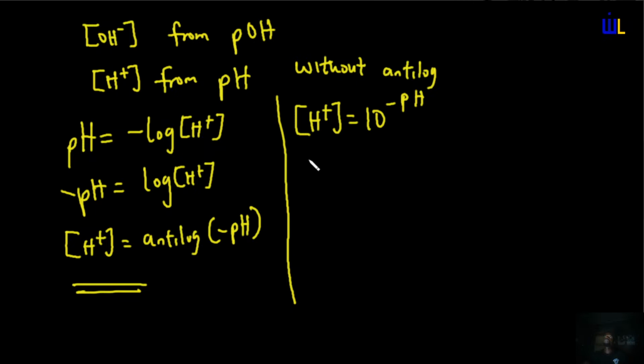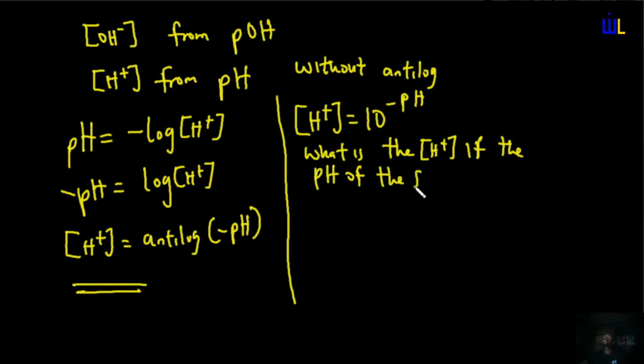So if I tell you, okay, answer this question. What is the concentration of hydrogen ion if the pH of the solution is 5? So everybody solve this question. What's your answer? Give me your answer. This is a very simple question. How do I find it without calculator? Straight up, what's the answer? Put out your answers. Basically.